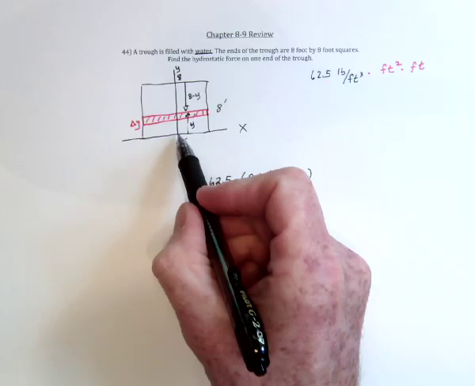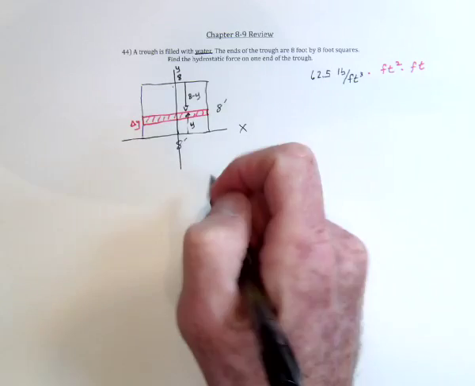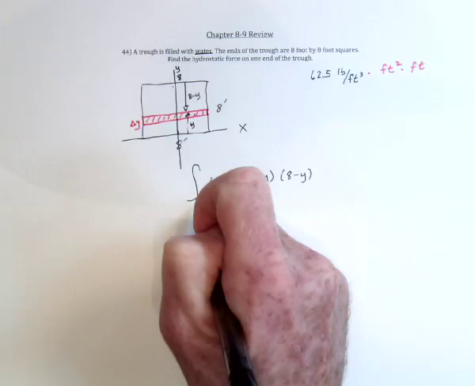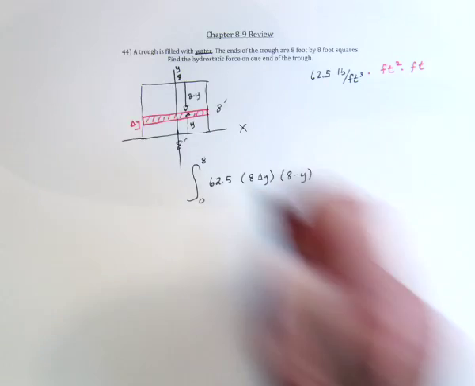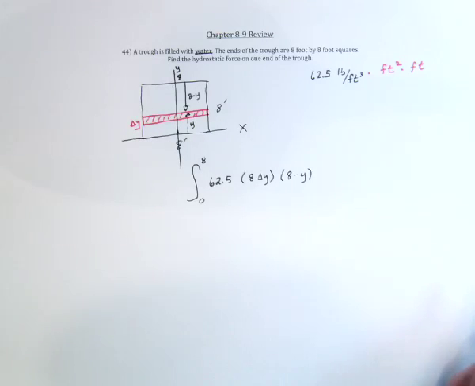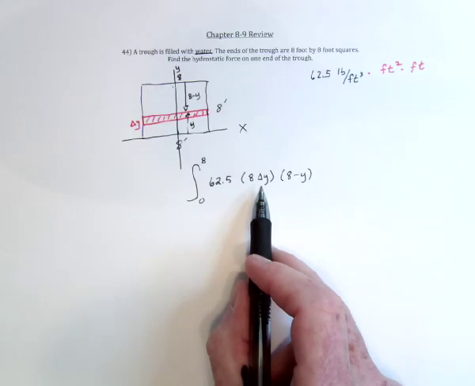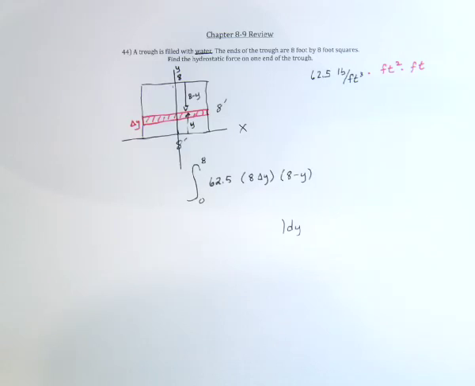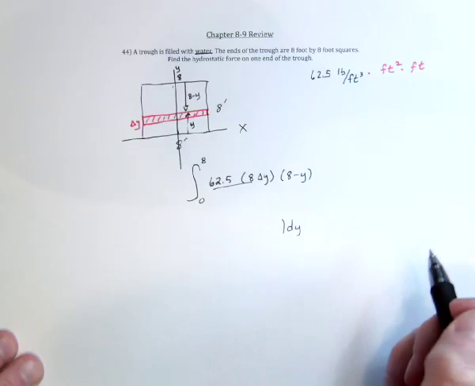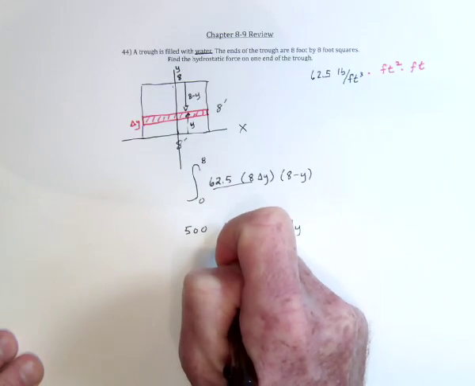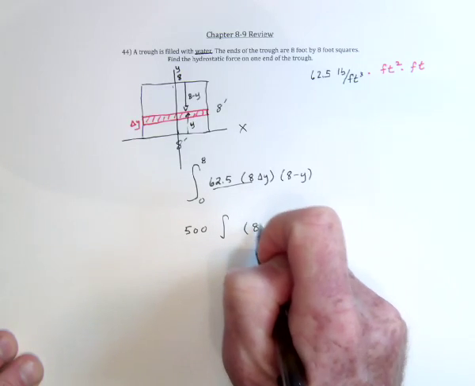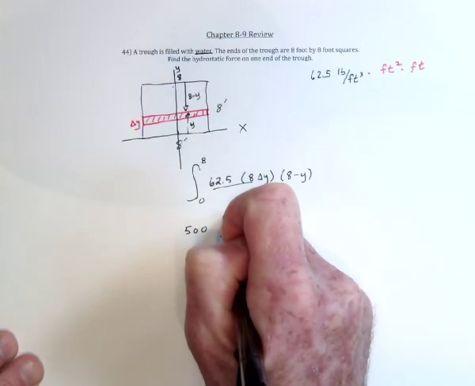What we then have to do is have that rectangle go from the bottom to the top and add all those up. So this is the adding, and then go from 0 to 8. Technically, when you do the integral, this becomes dy. 62.5 times 8 is 500, so I can take this 500 and factor it out, and then the integral, so this is the dy. So actually what we're integrating is just 8 minus y from 0 to 8.